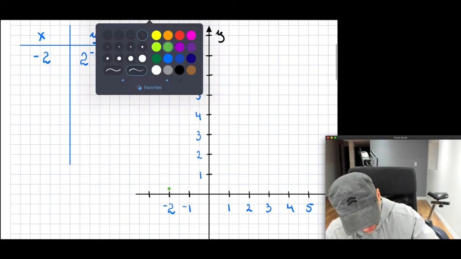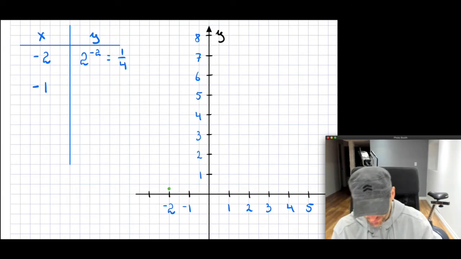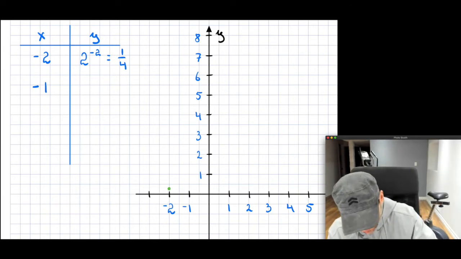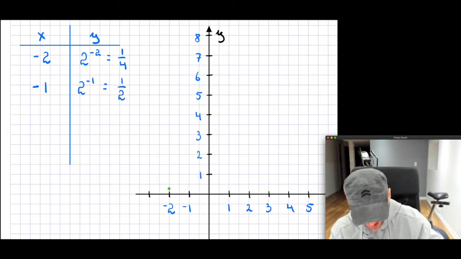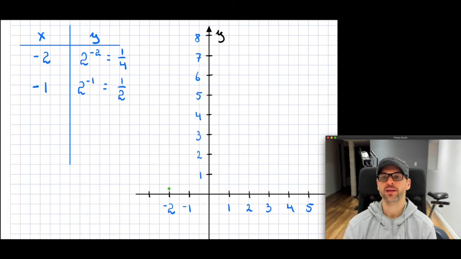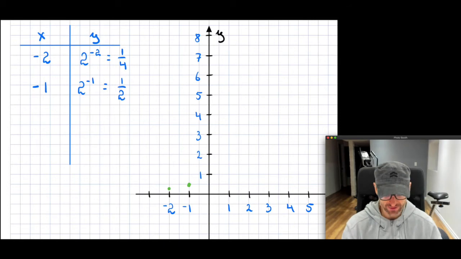Now I'm going to continue this just to show you what is actually happening with these exponents. So here's -1, and this is going to be 2 to the -1. Again, you can substitute this in, and you'll notice that this will be 1/2. So my output would have been 1/2. Now if I plot that 1/2 at -1, it's going to be right here. So I have 2 points, and it doesn't seem like it has grown much.